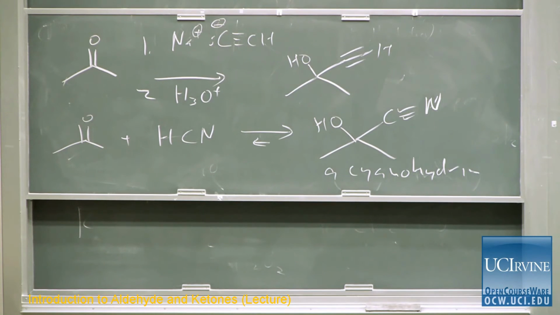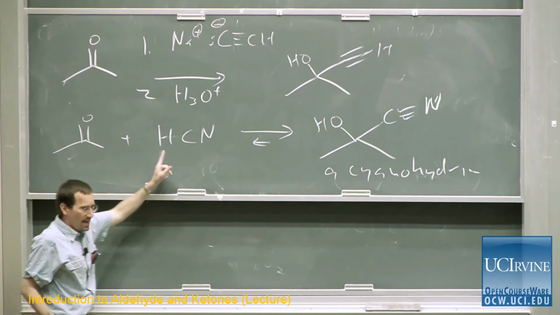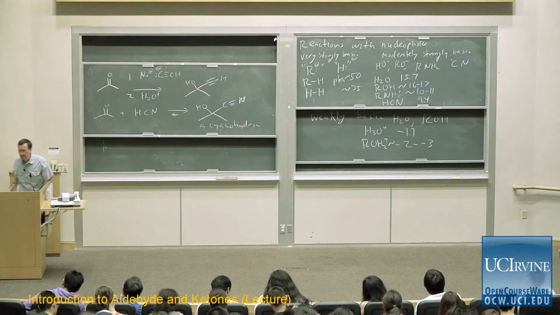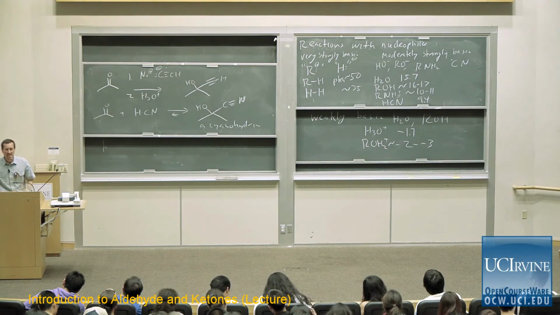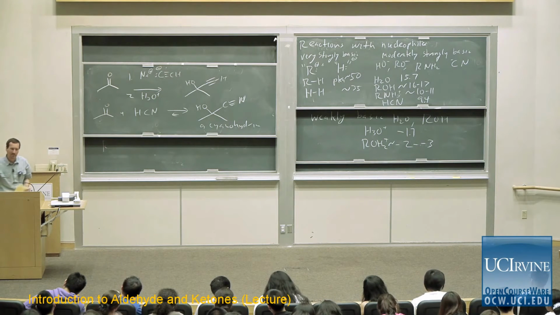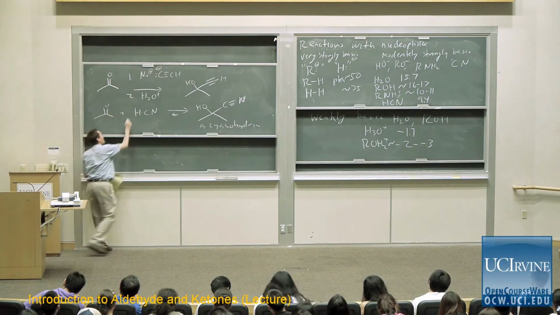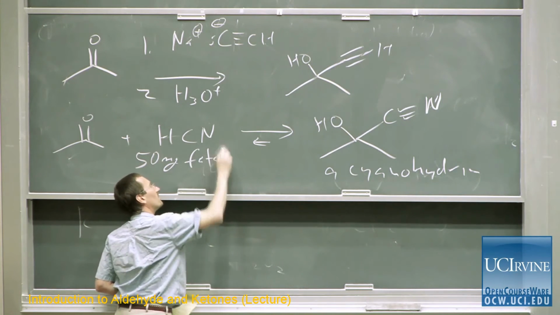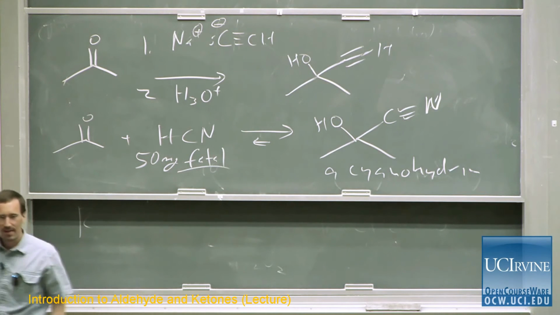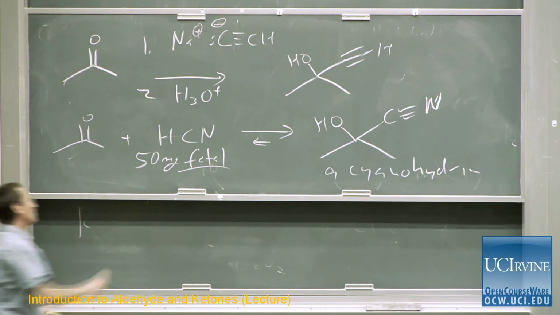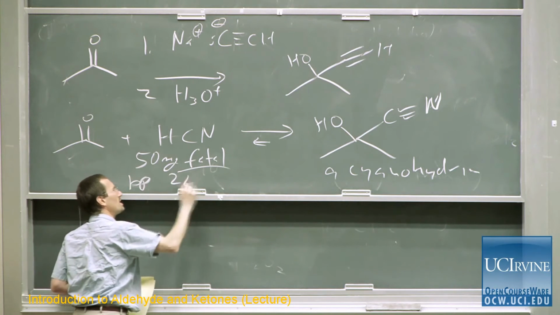Now, hydrogen cyanide is not something you want to work with. It is probably the most poisonous commonly encountered compound in the organic chemistry laboratory. Hydrogen cyanide is typically fatal at 50 milligrams. It's a gas, or more specifically, it's right on the edge of a gas and a liquid. Its boiling point is 26 degrees.